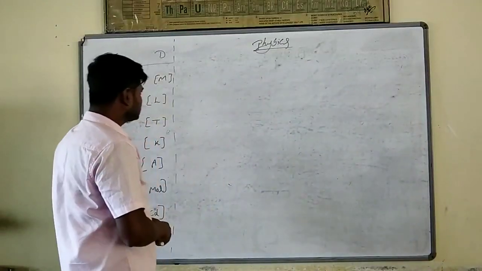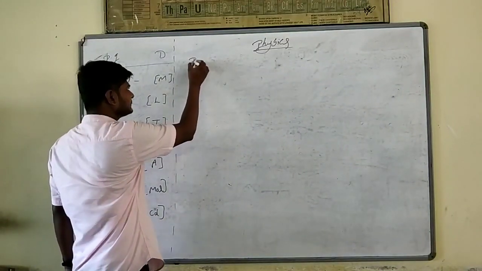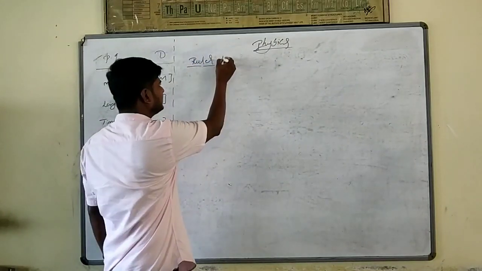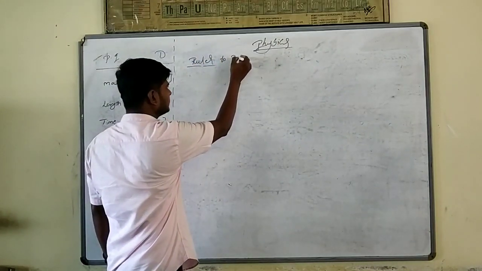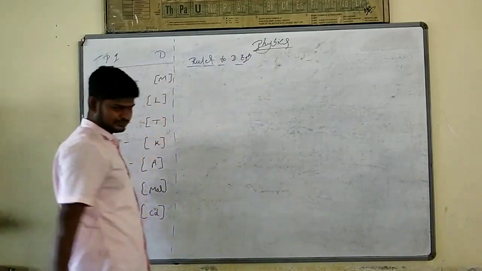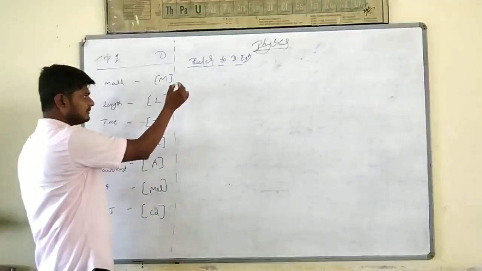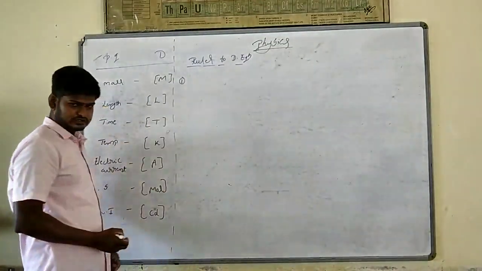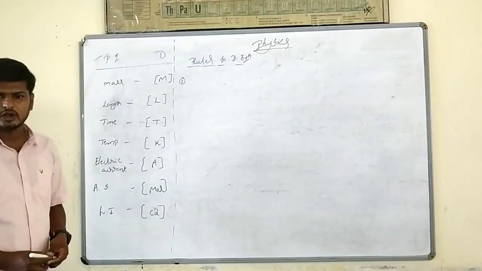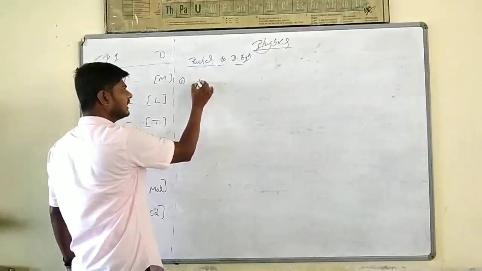See here, to write the dimension we should follow the rules. Rules to write the dimensional equation. So we should follow the rules. First one, if they ask to write the dimension for a given physical quantity, first we should write the relevant formula.